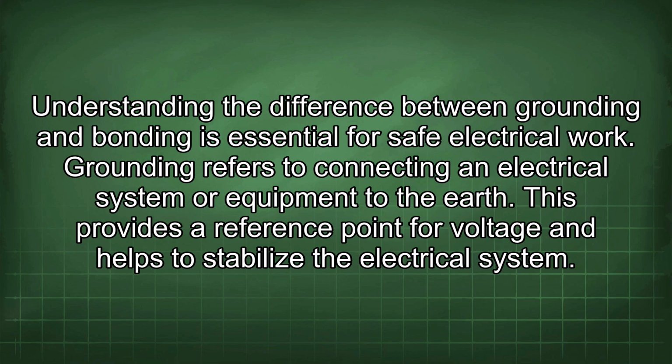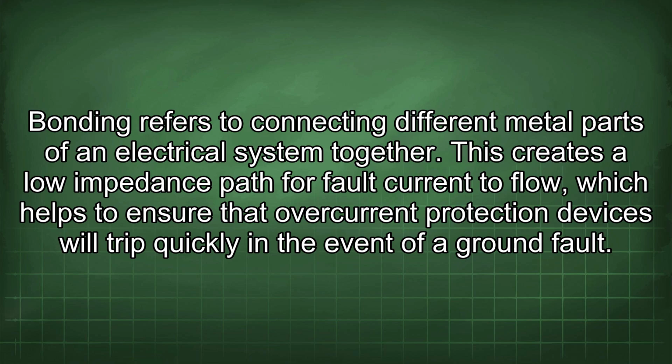Understanding the difference between grounding and bonding is essential for safe electrical work. Grounding refers to connecting an electrical system or equipment to the earth. This provides a reference point for voltage and helps to stabilize the electrical system. Bonding refers to connecting different metal parts of an electrical system together. This creates a low impedance path for fault current to flow, which helps to ensure that overcurrent protection devices will trip quickly in the event of a ground fault.